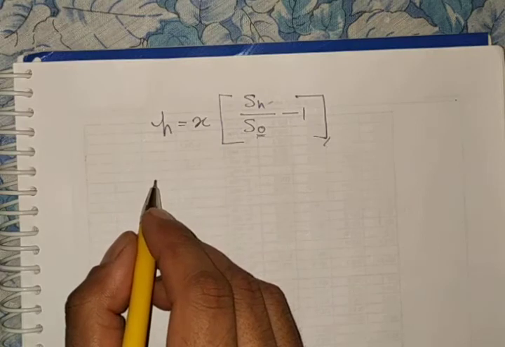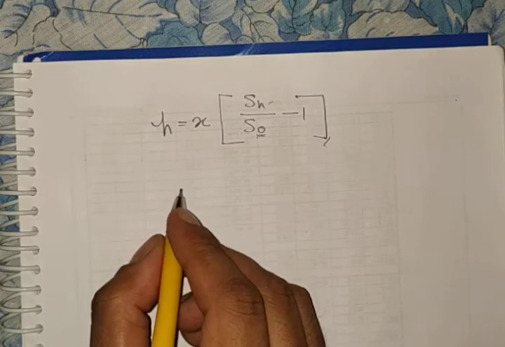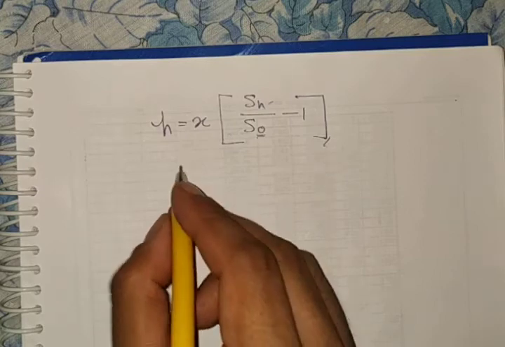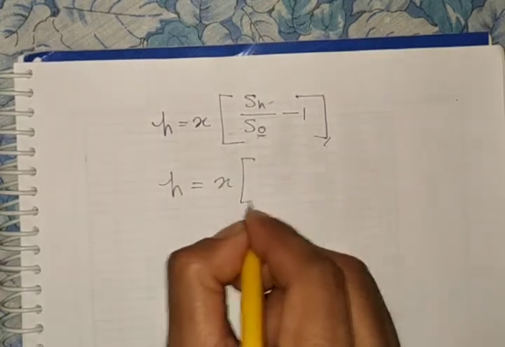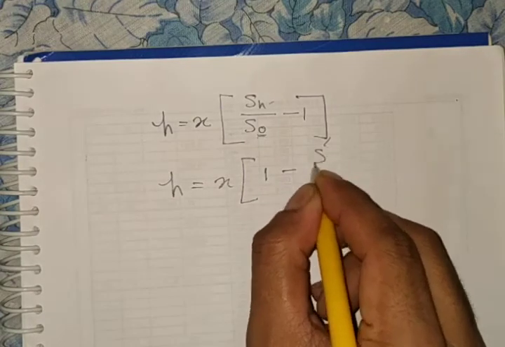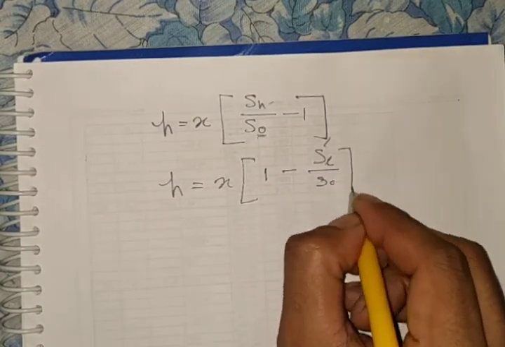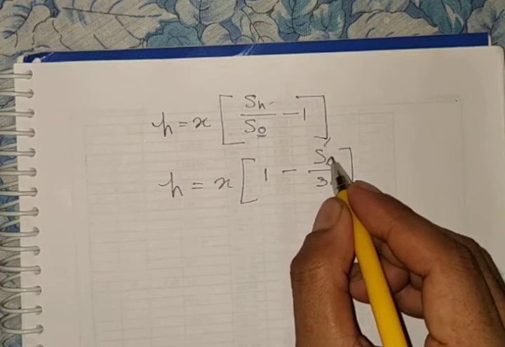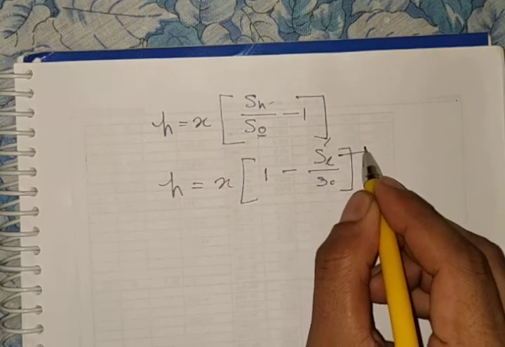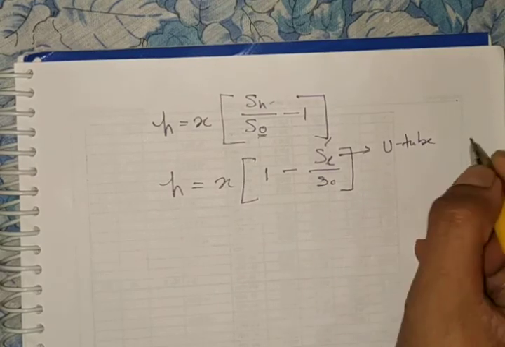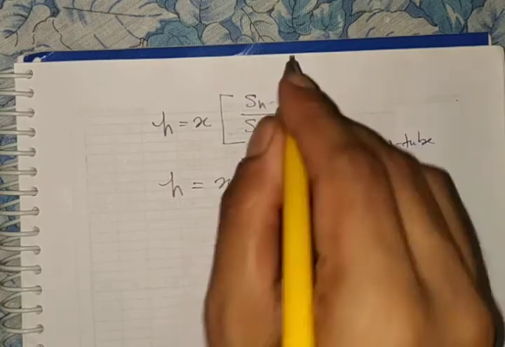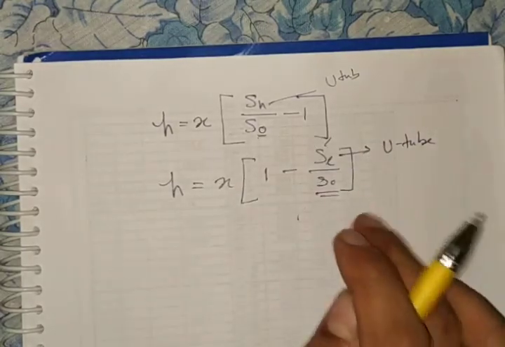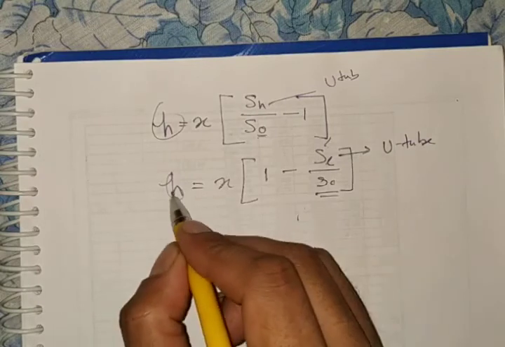If the process is reverse, if the differential manometer contains a lighter liquid and the liquid through the pipe is heavy, then H is equal to X into (1 minus SL by SO). Here SL is the lighter liquid which is in the U-tube manometer and SO is the liquid in the pipe. These two are the formulas we basically use to find out H and X.